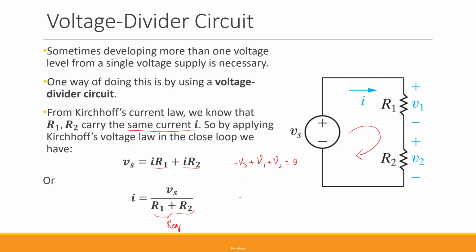V1 equals I multiplied by R1. I is Vs divided by R1 plus R2. So this becomes Vs times R1 over R1 plus R2. What about V2? The same thing applies here too. This is I multiplied by R2, which equals Vs times R2 divided by R1 plus R2. As you can see, V1 and V2 are fractions of Vs.